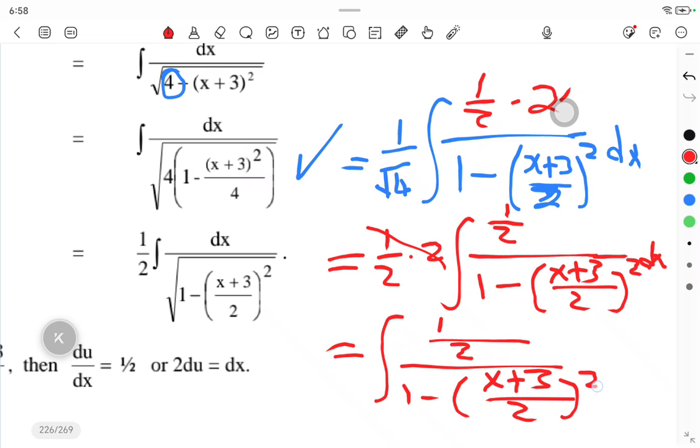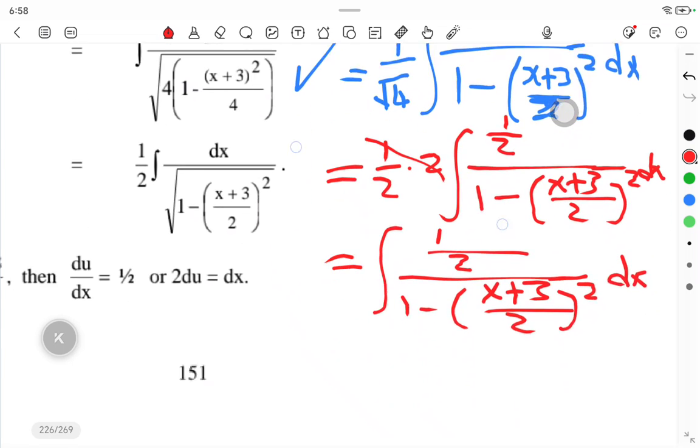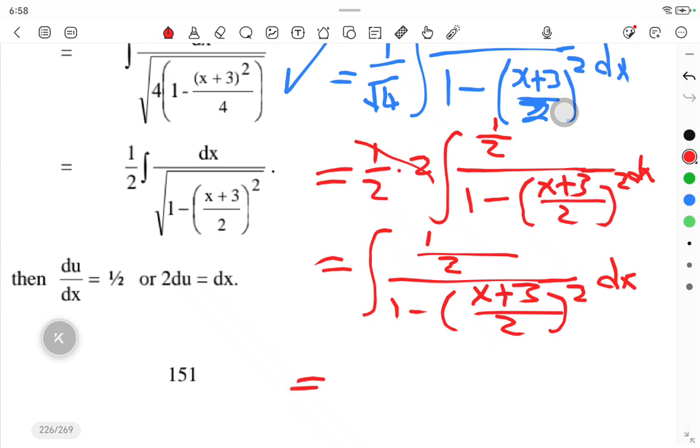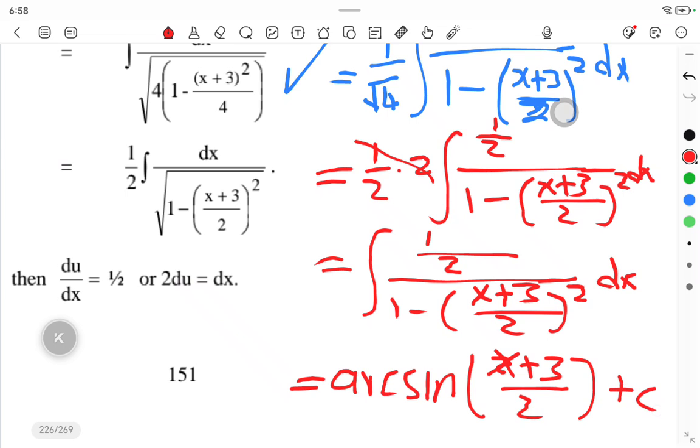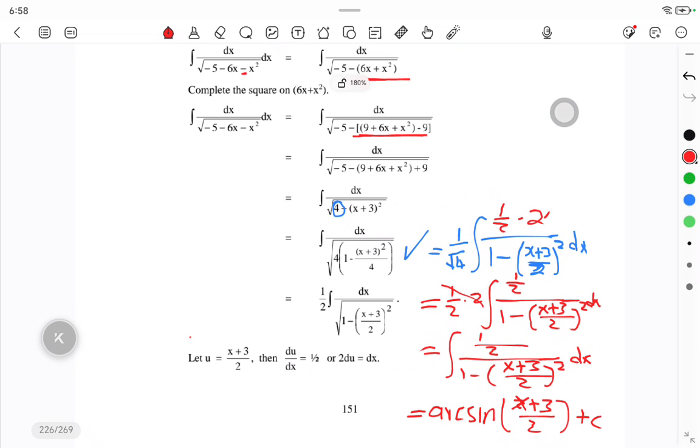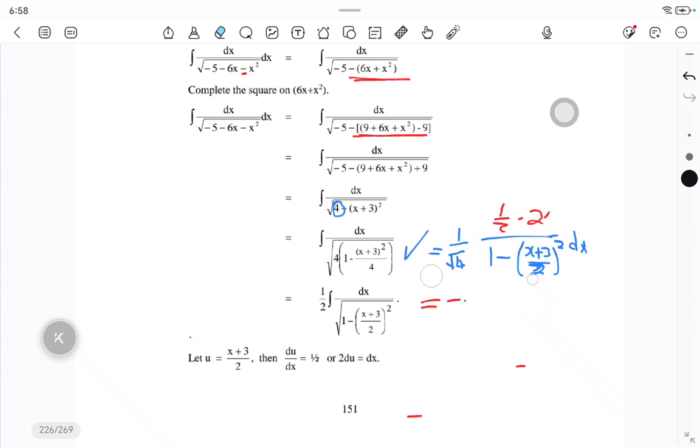dx. Now this will just be the arc sine of x plus 3 over 2 plus c. You see, right? Then this will be the solution. So these are as simple as that, guys. It's not difficult. As you can see, the one of the arc sine should also be simple for us to work with. So they're as simple as that.